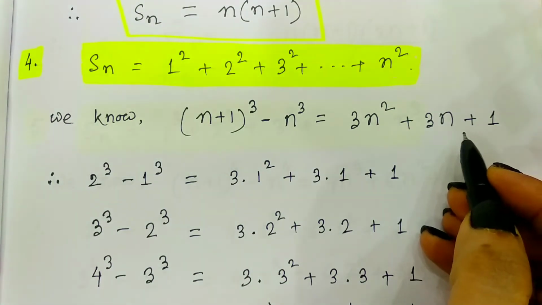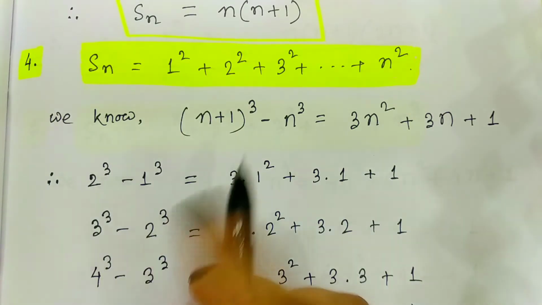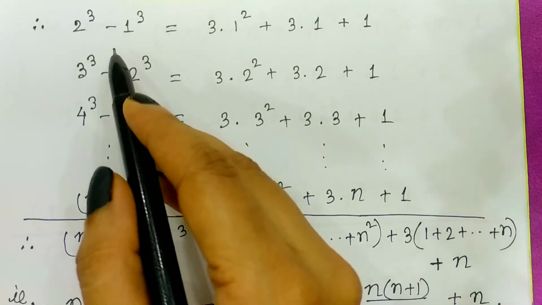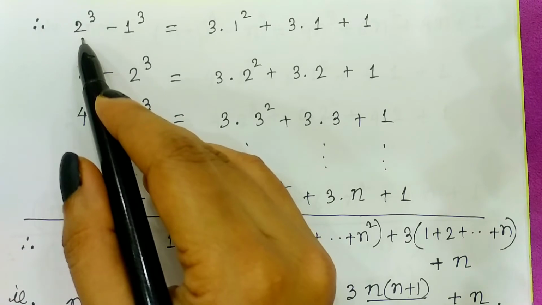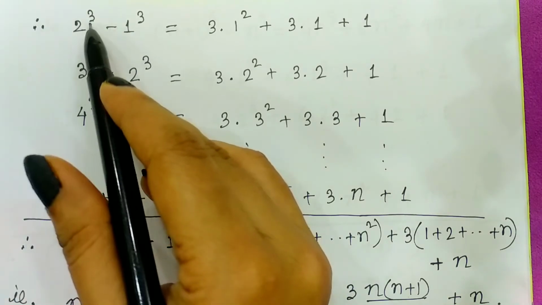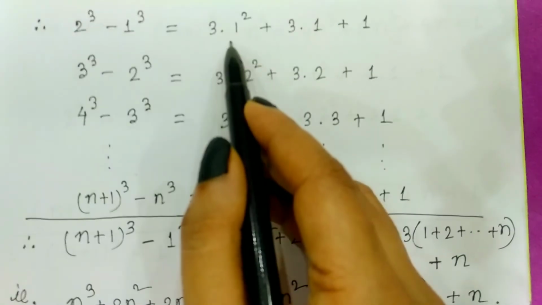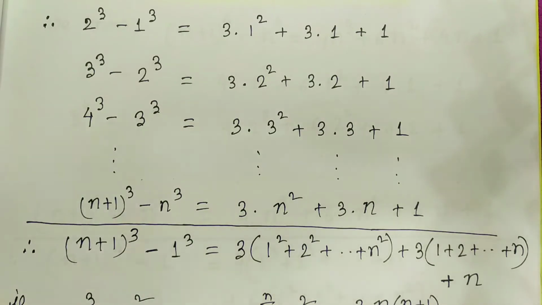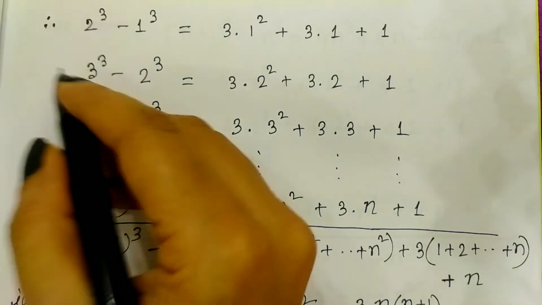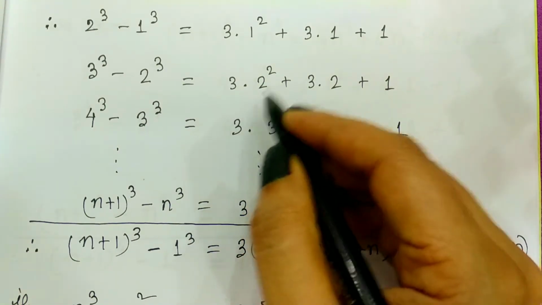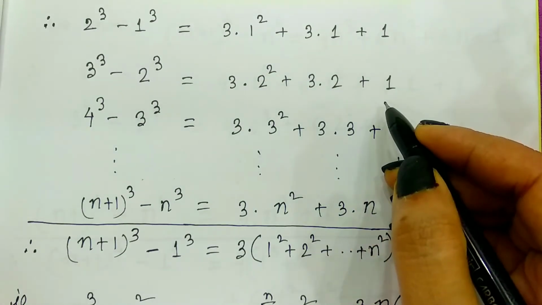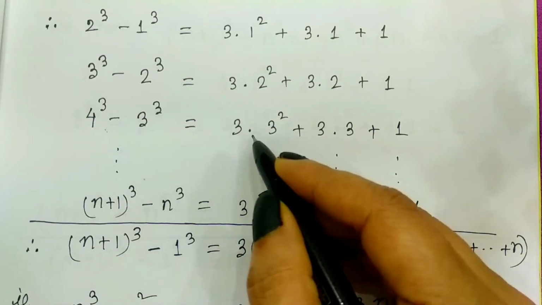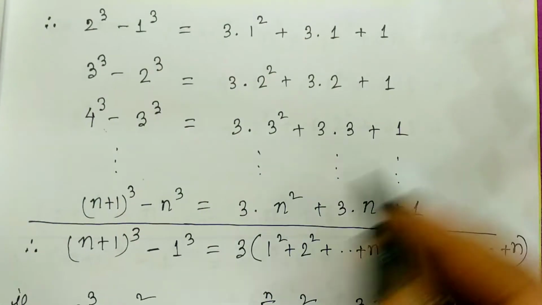Now if we substitute n equals 1, 2, 3 respectively in this entire expression, what will we find? If we substitute n equals 1, then n plus 1 is 1 plus 1, that is 2, its whole cube minus 1 cube equals 3 into 1 square plus 3 into 1 plus 1. If we substitute n equals 2, then it is 3 cube minus 2 cube equals 3 into 2 square plus 3 into 2 plus 1. Likewise, if we substitute n equals 3, we find 4 cube minus 3 cube equals 3 into 3 square plus 3 into 3 plus 1. In this way, it is the nth term.